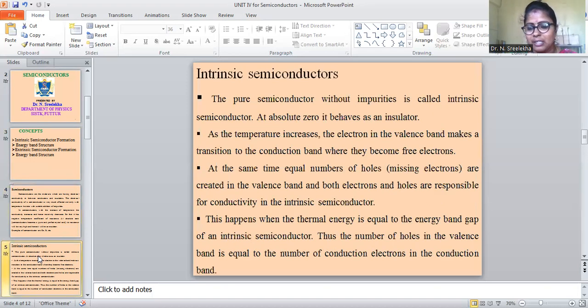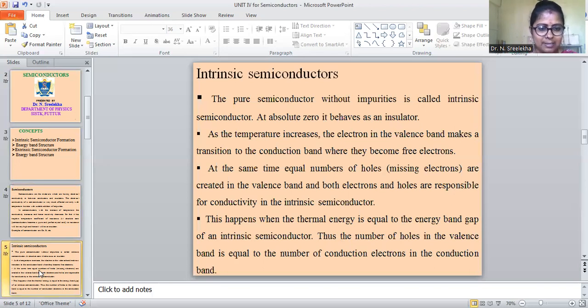Intrinsic semiconductors. Intrinsic semiconductors are the pure form of the semiconductors, without doping, meaning undoped semiconductors are intrinsic semiconductors. That means elemental semiconductors. We do not dope any other element into the pure form of the semiconductor. So that is an intrinsic semiconductor.